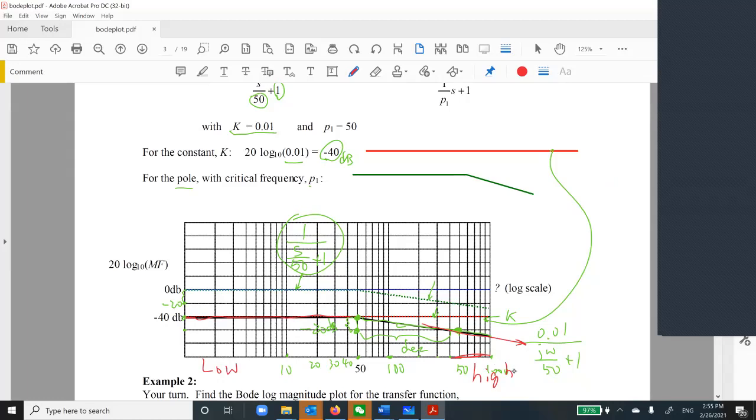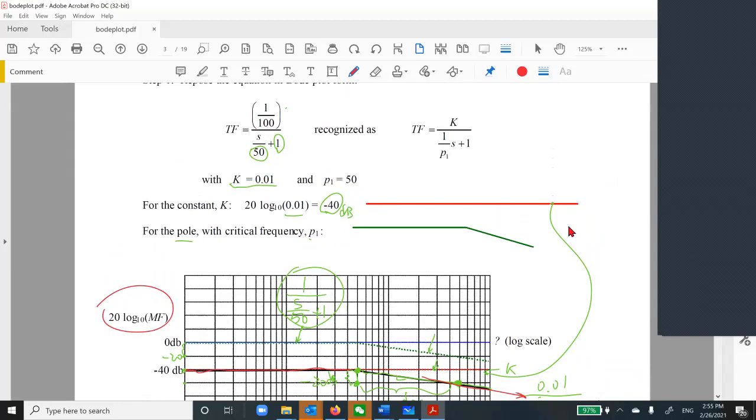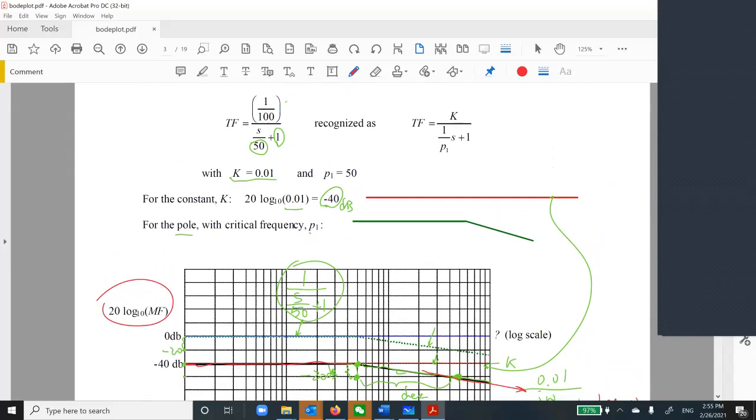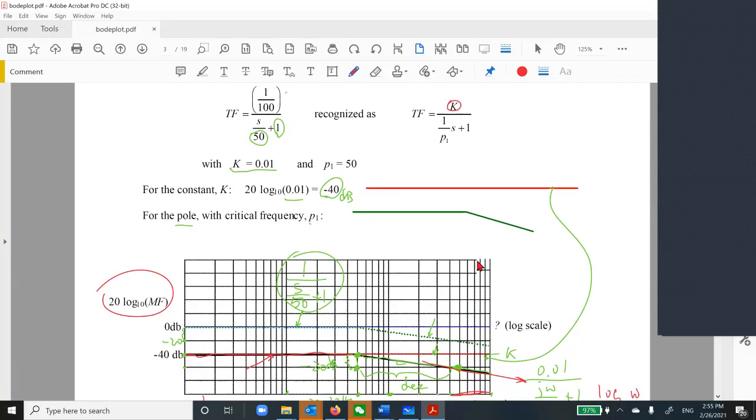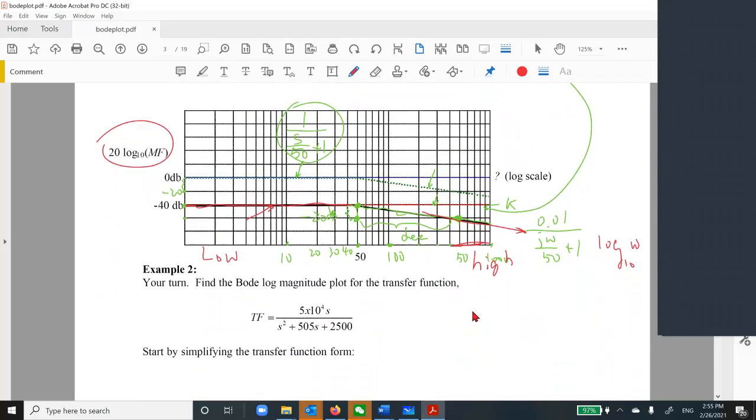Again, this is a log, 10 omega. And this is a 20 log, okay? So this is the first example of a low pass filter. And remember, if you have a different K, it's as if you are moving this black line up and down, shifting it up and down. So now let's take a look at another Bode plot.